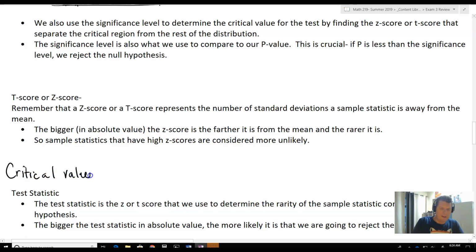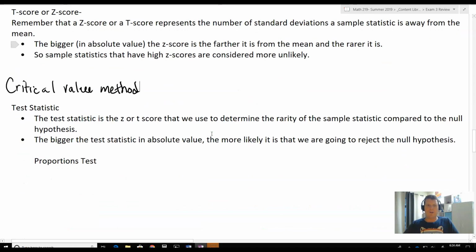The critical value method is one way of determining whether or not we should reject the null hypothesis. We have a second way that we'll talk about as well, which is called the p-value method. They are both valid. They both come up with the same result. Okay, so let's look at the critical value method.